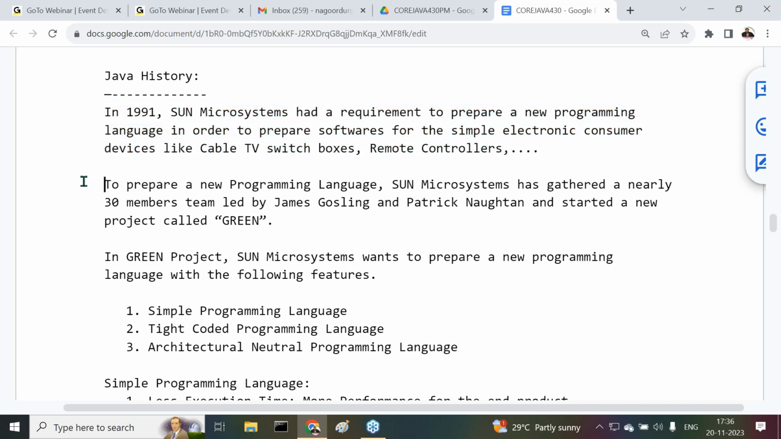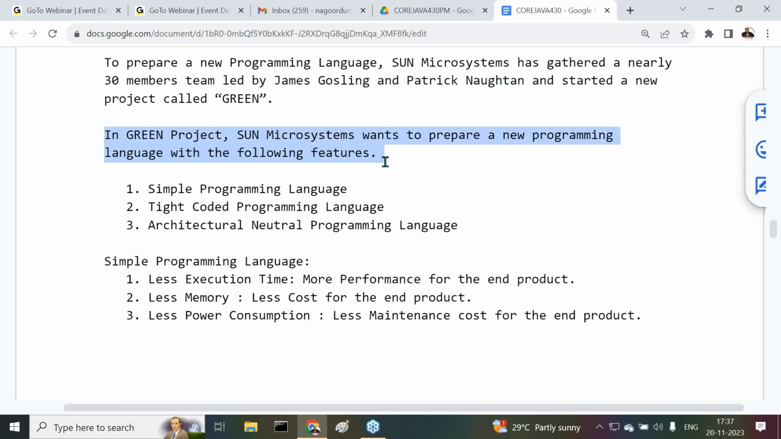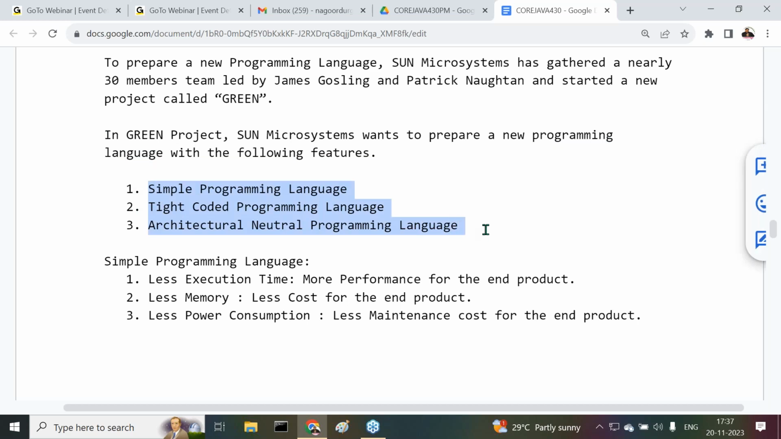For this requirement, Sun Microsystems started a separate project named Green. Under this Green project, Sun Microsystems gathered nearly 30 members, a team led by James Gosling and Patrick Naughton. In that project, Sun wanted to prepare a new programming language with 3 features: first, a simple programming language; next, a tight coded programming language; and next, an architecture neutral programming language.